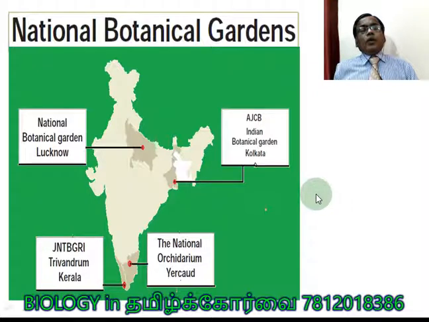Now we are going to learn about the National Botanical Gardens. It is given in a separate page with the India map. One is National Botanical Garden, Lucknow, and another one is AJCB, Indian Botanical Garden, Kolkata, JNTBGRI, Trivandrum, Kerala, the National Orchidarium in Yercaud. So these are the 4 botanical gardens in India given as reference in our book.